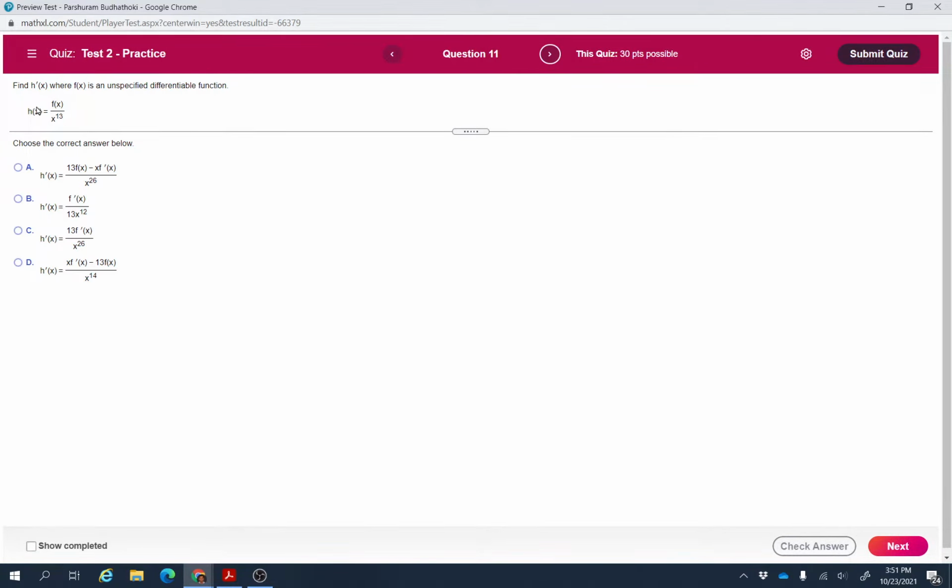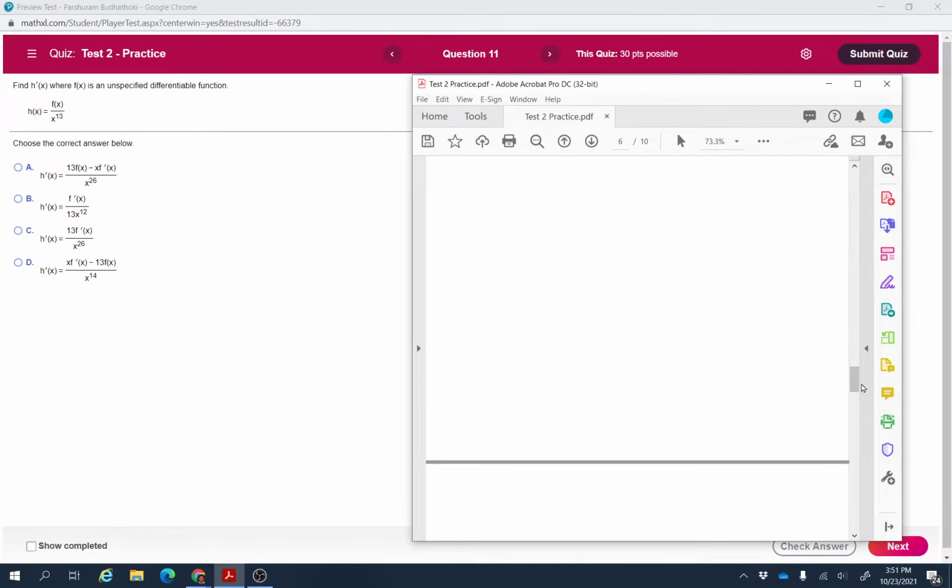Here you have to find, again, it's a quotient function. There is a function f of x. Instead of the value, that's just a notation, so you can just use the notation as is. This is problem number 11. H prime is f prime times the bottom function, which is x to the power 13, minus the function f itself times the derivative of the bottom function, which is 13 times x to the power 12 by using the power rule. And then the square of the bottom function would be x to the power 13 squared, which is x to the power 26.